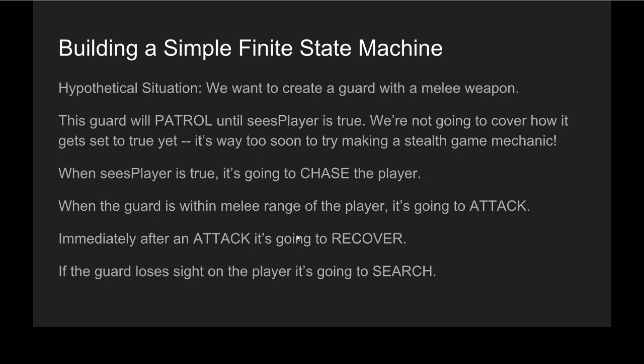And the easiest way to figure out what we need to do for the design is to chart out how things are supposed to work. So in this particular example, as a hypothetical situation, we want to create a guard with a melee weapon. Guard will patrol until the C's player variable is set to true.